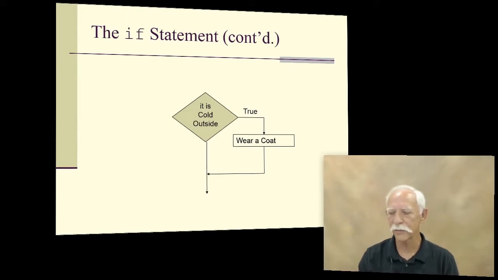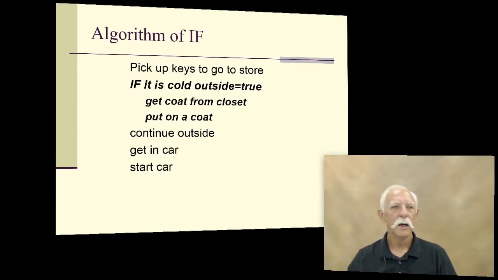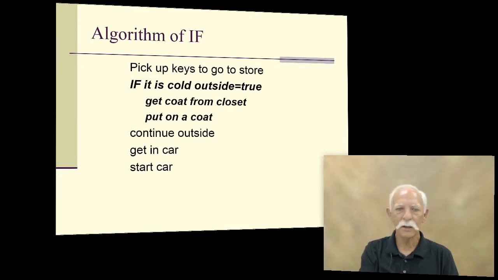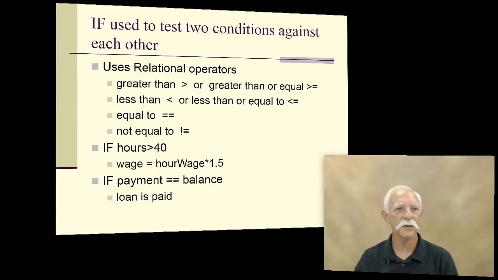Okay, let's take a look at another version. The algorithm: let's say you pick up the keys to go to the store. If it's cold outside is equal to true, get coat from closet, put on coat. Then the normal programming is continue outside, get in the car, start the car. You see? So the if gives you a decision based on the conditions outside.